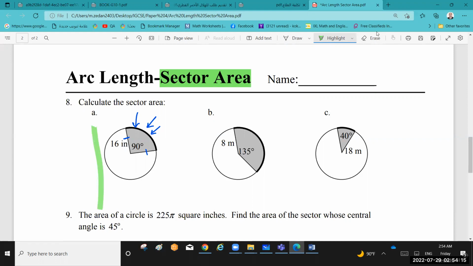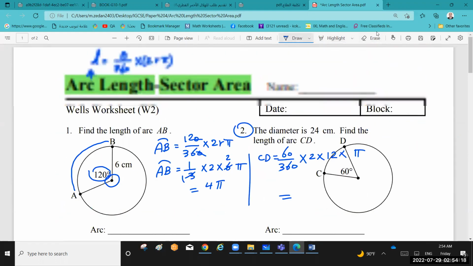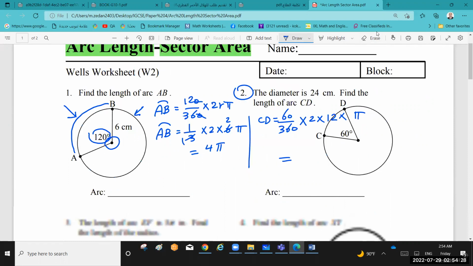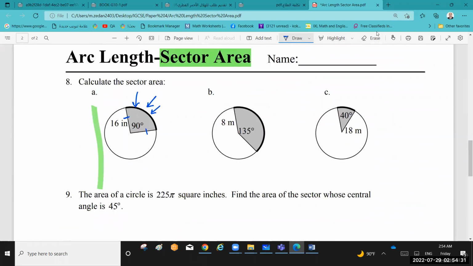You remember when I calculated the arc length, I divided theta over 360 and multiplied by the circumference of the circle, because the arc is part of the circumference. By the same idea, you can find the area of this sector by taking theta over 360, this time multiplied by the area of the circle. Again, the area of the sector is theta over 360 times the area of the circle, pi r squared. This is the formula to calculate the area of a sector.